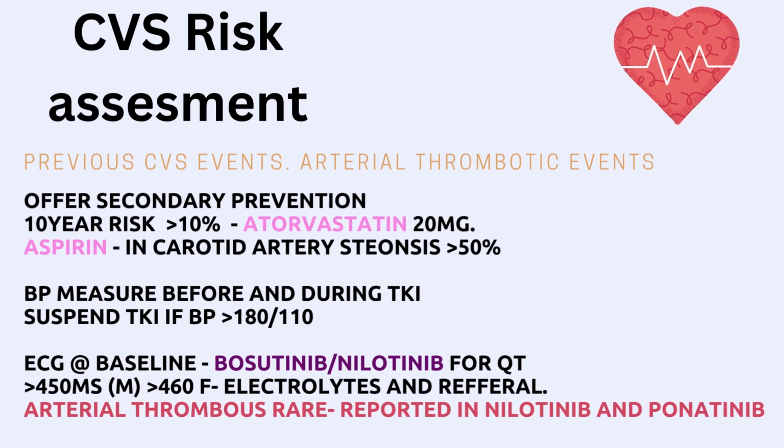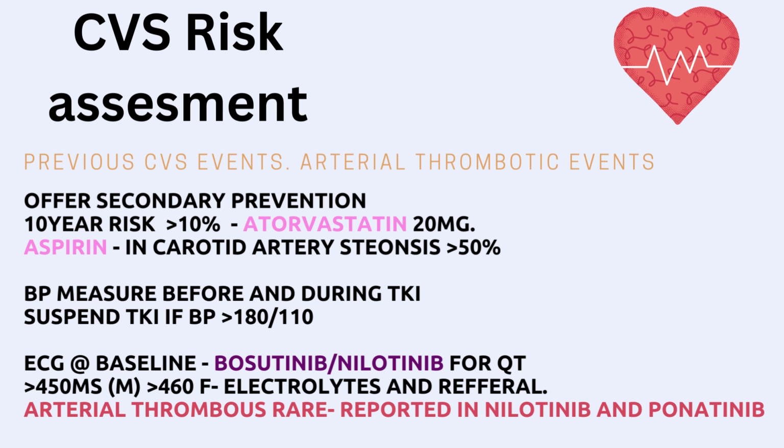It's important to be vigilant in patients who've had previous cardiovascular events, such as an arterial thrombus and an MI or a stroke, and you would offer them secondary prevention if their 10-year cardiovascular risk is more than 10%. You'd offer them atorvastatin 20 milligrams, and specifically if they had carotid artery stenosis of more than 50%, you would offer them aspirin. It's important to measure the blood pressure before and during TKI treatment in clinic, and you would suspend the TKI if the blood pressure is above 180 over 110.